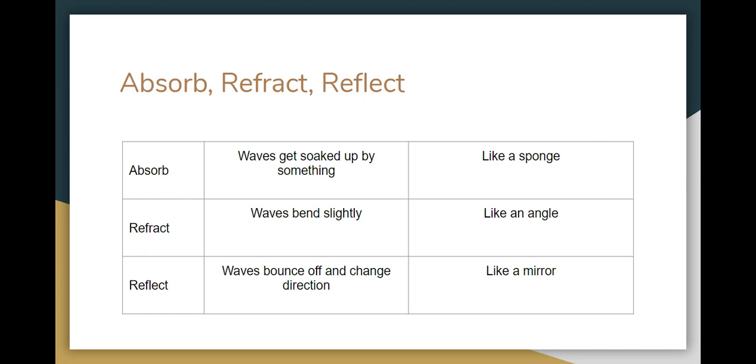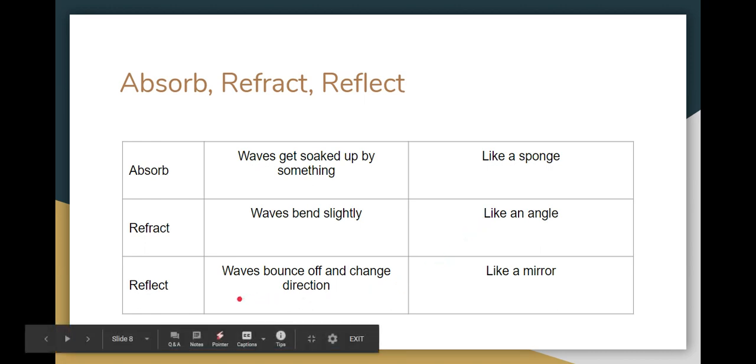So when I look at it, absorb: waves get soaked up by something, kind of like a sponge. A sponge absorbs water, just like some objects absorb light. Refract means the wave bends slightly. Instead of going in a straight line, it goes at an angle. And reflect means waves bounce off and change their direction. That would be like a mirror.